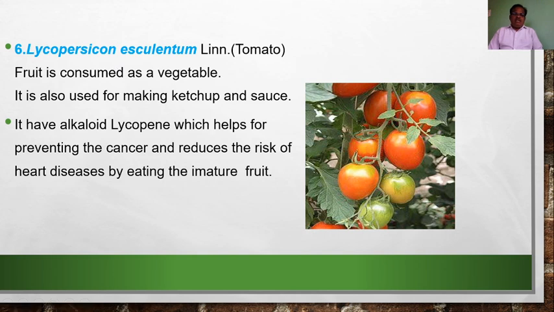Lycopersicum esculentum, in Marathi it is known as tomato. Fruit is consumed as a vegetable. It is also used for making ketchup and sauce. The compound extracted from this fruit is known as lycopene, which helps in preventing cancer and reduces the risk of heart diseases. So these are the medicinal uses of this plant particularly.